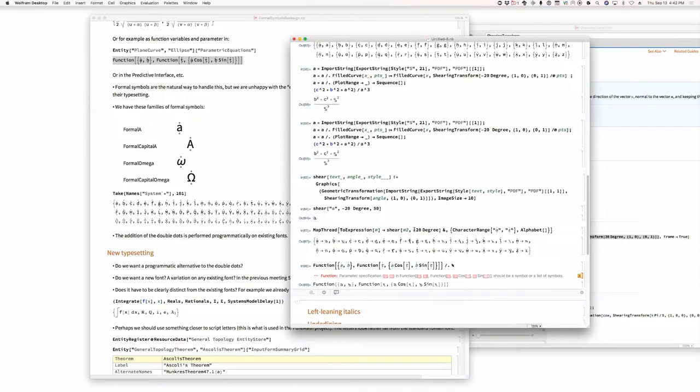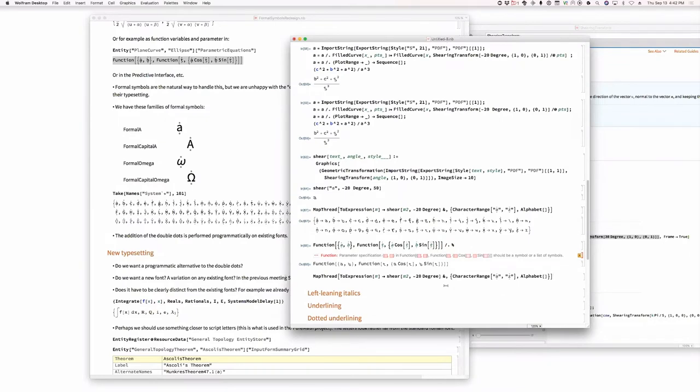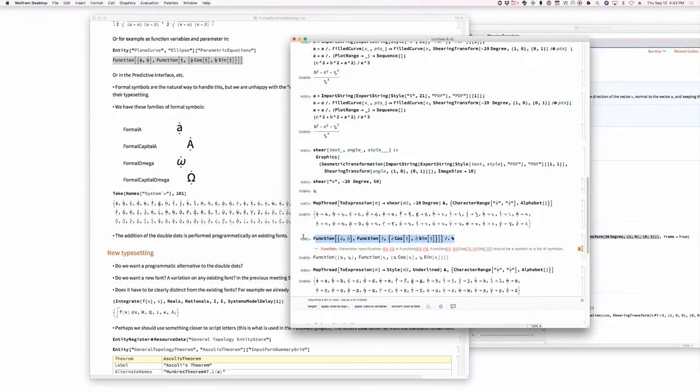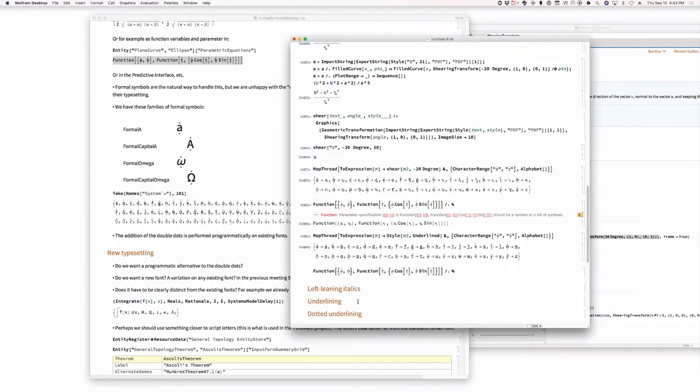Well, okay, let's compare that with something like style of hash 2, comma, underlined. I mean, that's definitely a hell of a lot less distracting than the dots.